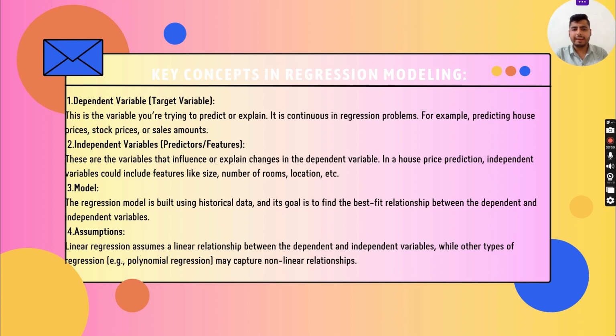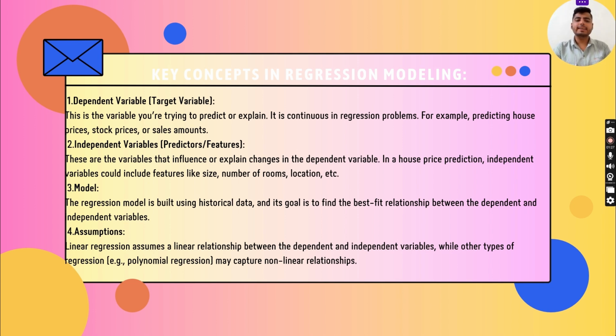Next, key concepts in regression modeling. Firstly, the dependent variable, which is the target variable. This is the variable you are trying to predict or explain. It is continuous in regression problems, for example, predicting house prices, stock prices, or sales amounts. Next key concept is the independent variable, which is also known as predictors or features. These are the variables that influence or explain changes in the dependent variable. In house price prediction, independent variables could include features like size, number of rooms, location, etc.